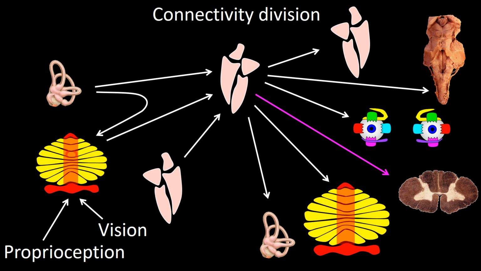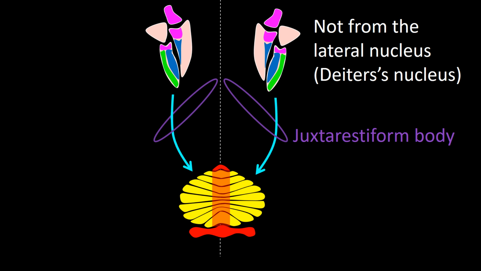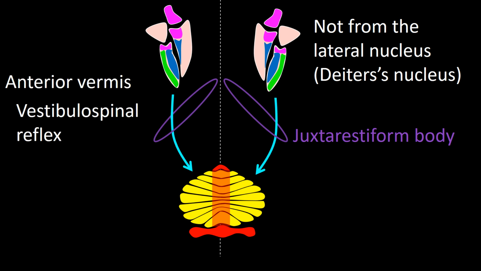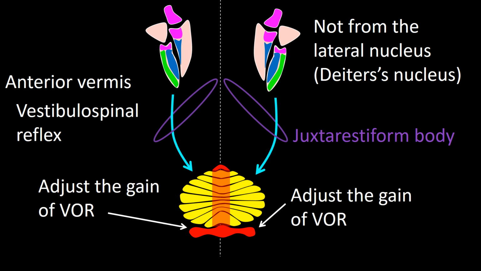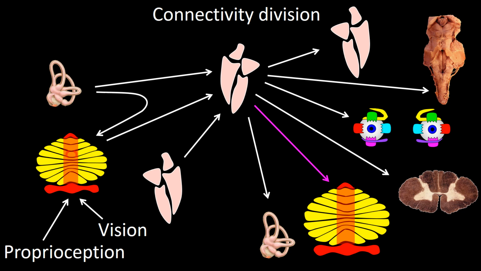After spinal connections, we will address vestibular nuclear connections with the cerebellum. Vestibulocerebellar connections appear to arise from all vestibular nuclei except the lateral nucleus. They reach the cerebellum by way of the juxtarestiform body. These efferent connections are regional. Those to the anterior vermis are concerned with vestibulospinal reflexes. Those to the flocculi are concerned with gain of the vestibulo-ocular reflex, and those to the nodulus are concerned with vestibulo-ocular reflex duration.